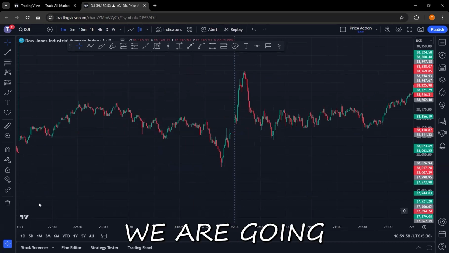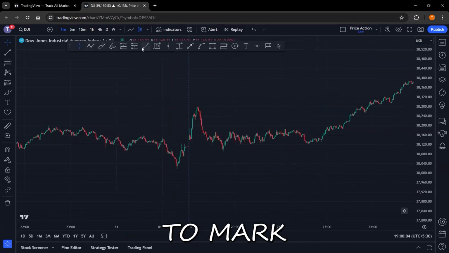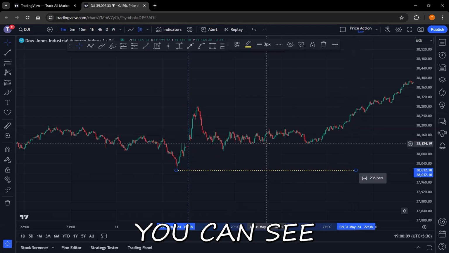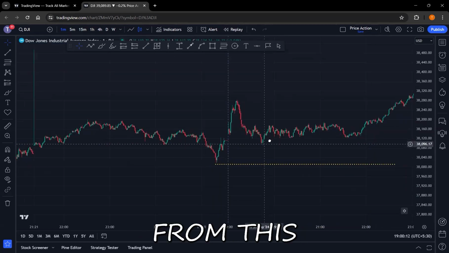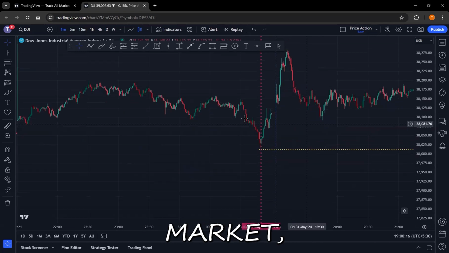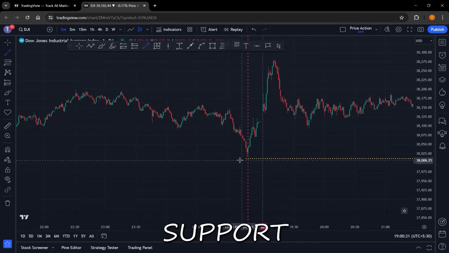Okay, so while doing the analysis, we are going to start with the same points as I have been doing before as well. So we are going to delete all the previous drawings over here. We are going to mark a major support at this level. So this is the major support which I can see, and from here you can see that the prices are moving towards the upside. From this previous support, we are going to put up a vertical line over here, and we are going to analyze the previous market, not the next market.